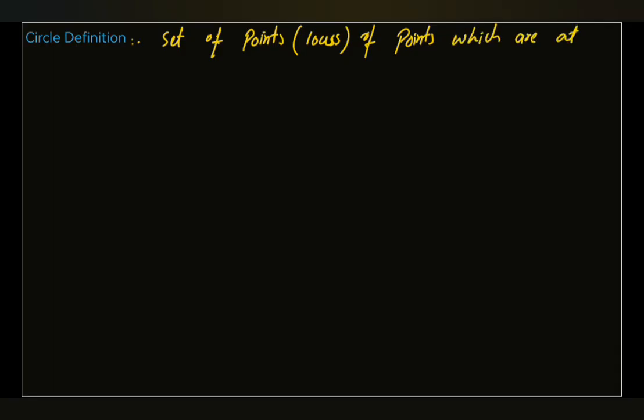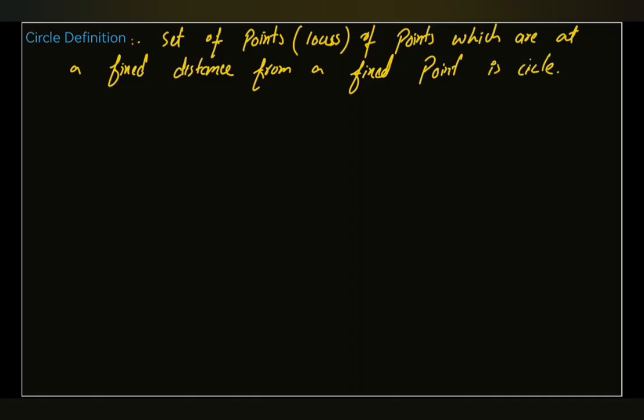Set of points, or we can say locus of points, which are at a fixed distance from a fixed point is a circle. This is the definition of a circle.